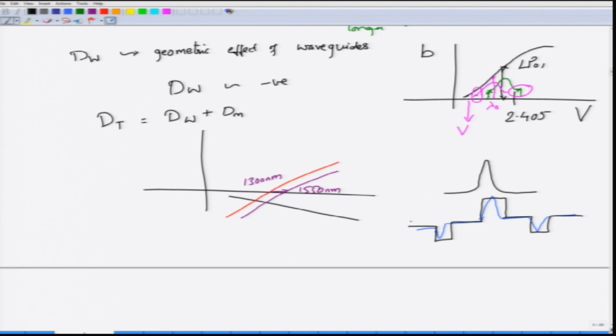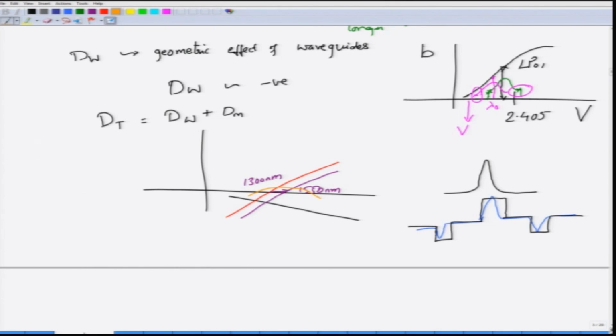So this would be the index profile for a dispersion flattened fiber. What is a dispersion flattened fiber? Here your dispersion will actually be 0 over a certain bandwidth. So this would be the dispersion curve. I am not showing anything to scale.